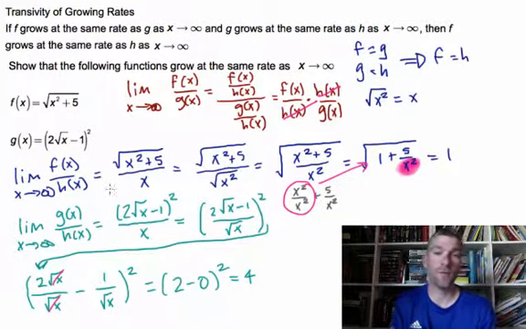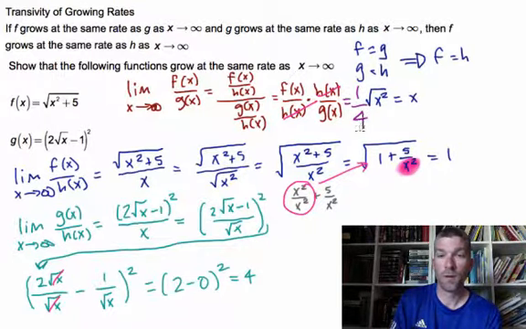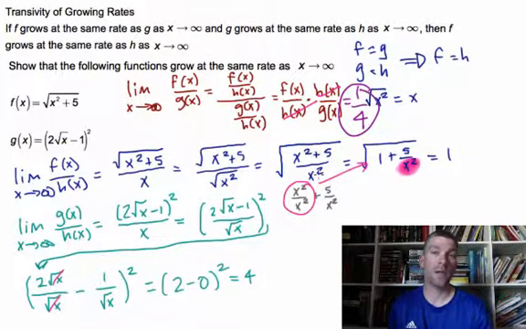And so we're left with the limit of f of x over h of x, divided by the limit of g of x over h of x. That's going to give us 1 over 4. And since that limit is a constant, we know that these two different functions grow at the same rate.